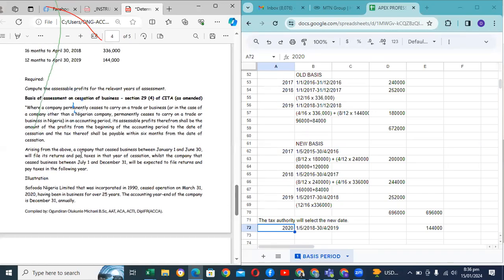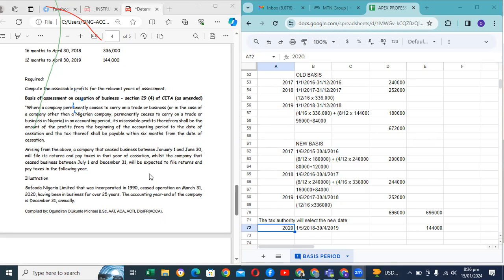So let's check the cessation of business, right? Now, we say cessation of business occurs when a company permanently ceases to carry out trade. Now, our major focus here is on when a company ceases to carry out trade.